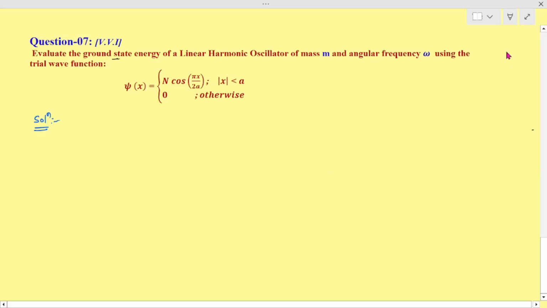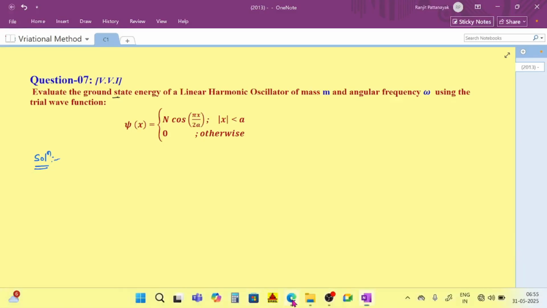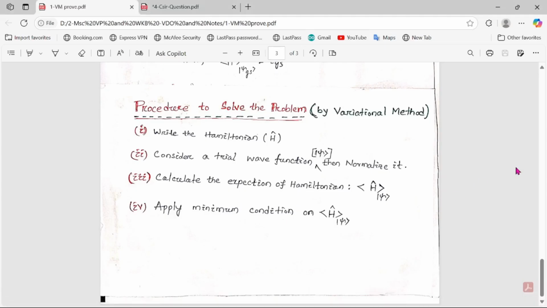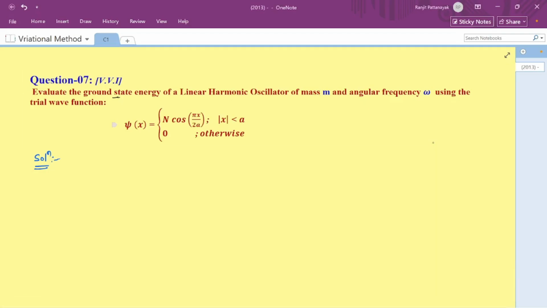As we know, to solve a question based upon variational principle, we have to follow these steps. First, we have to write the Hamiltonian of the system, then we have to consider the trial wave function, and if it is not normalized, then we have to normalize it, then the expectation value of the Hamiltonian, then the minimization condition. Here in the question, the trial wave function has been given as N cos(pi x by 2a). Here N is your normalization constant.